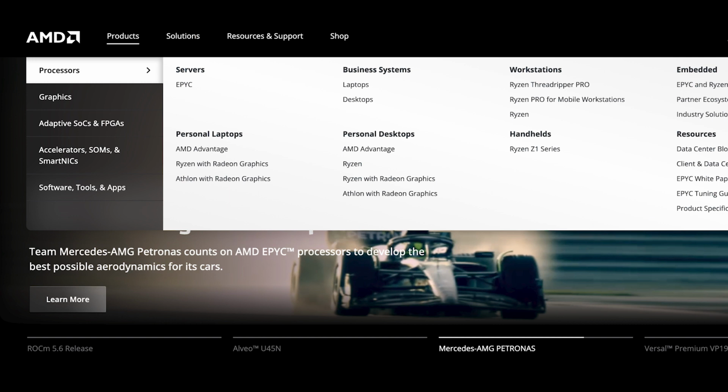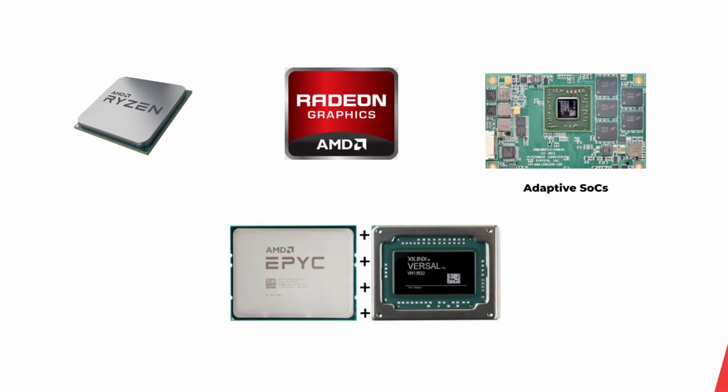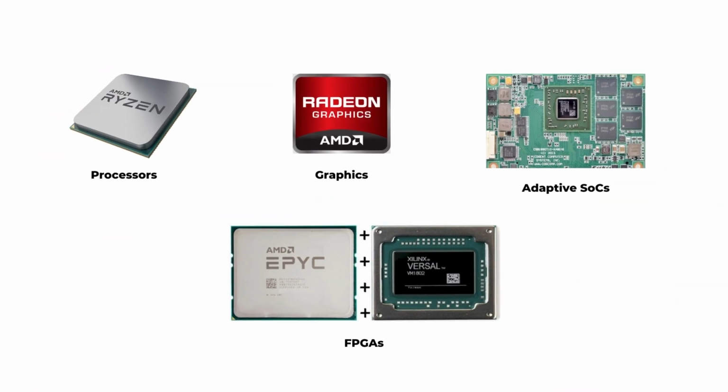When we go to the AMD website and click under products, we will see these 4 main categories. Let's look at the first 3. Processor, in short, is the brain of the PC. Then followed by GPU, which is mainly for graphics. Then followed by adaptive SoC, system on chip. It integrates a lot of different components onto a single chip or electric circuit.